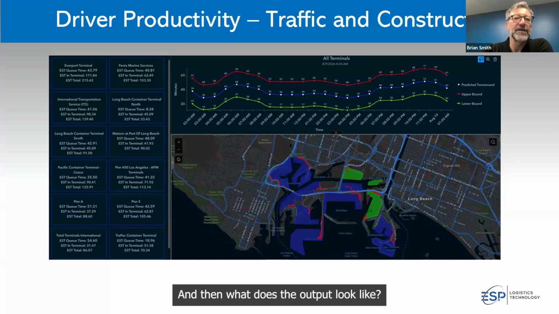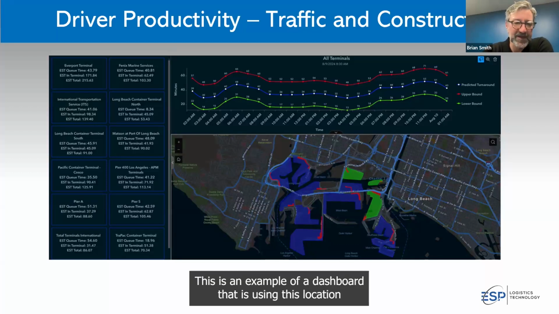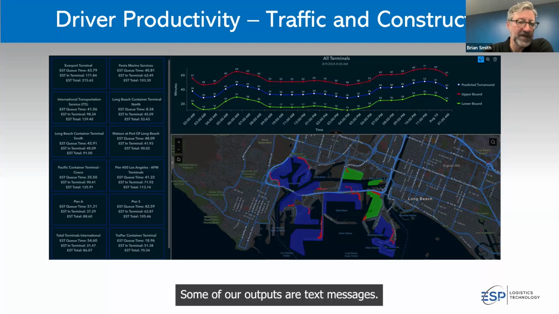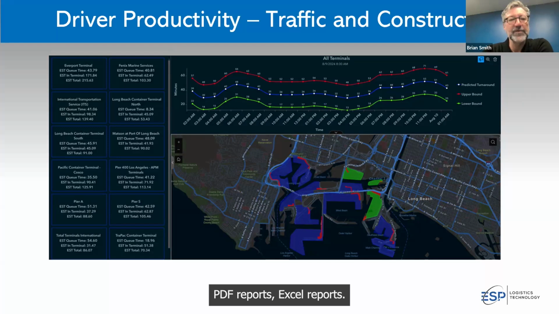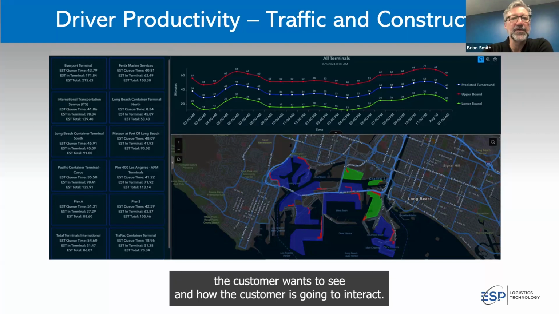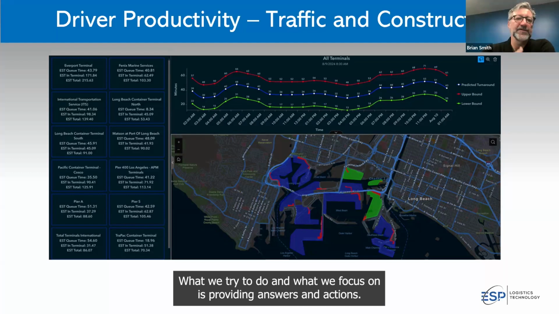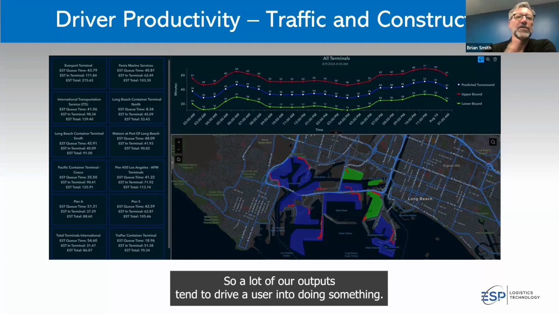And then what does the output look like? The output is really a business decision. We've shown some outputs. This is an example of a dashboard that is using this location-based concept to aggregate data up and predict data forward. Some of our outputs are text messages. Some of our outputs are reports like you would see, PDF reports, Excel reports. Really, it comes down to what the customer wants to see and how the customer is going to interact. What we focus on is providing answers and actions. So a lot of our outputs tend to drive a user into doing something.